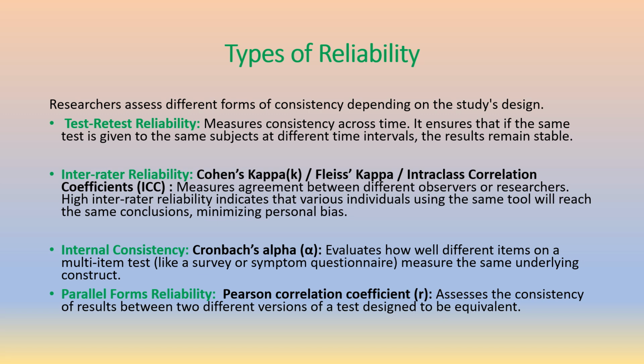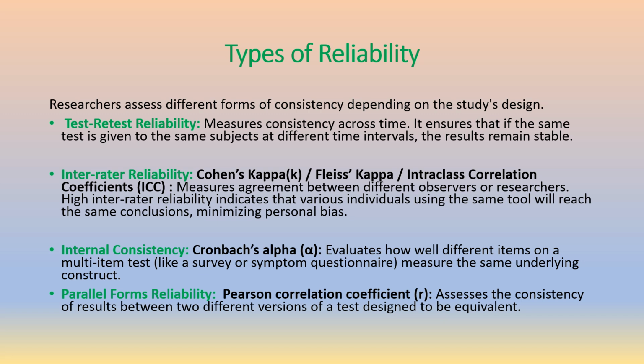Inter-rater reliability: Cohen's kappa, Fleiss' kappa, Krippendorff's alpha, intraclass correlation coefficient. It measures agreement between different observers or researchers. High inter-rater reliability indicates that various individuals using the same tool reach the same conclusions, minimizing personal bias.